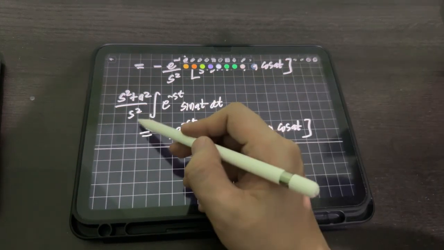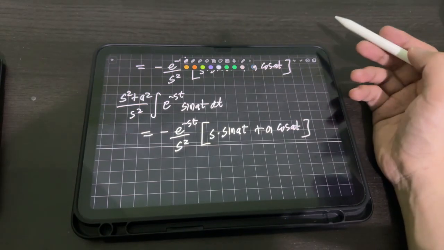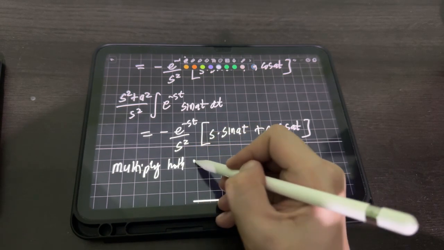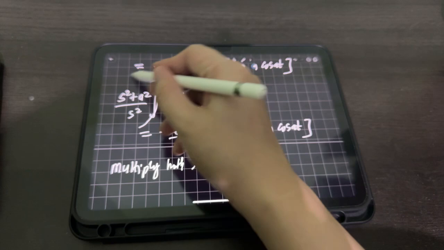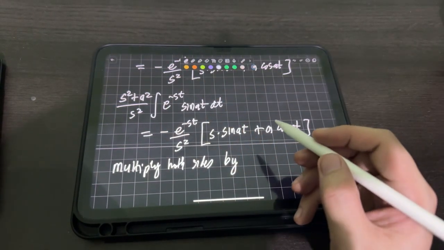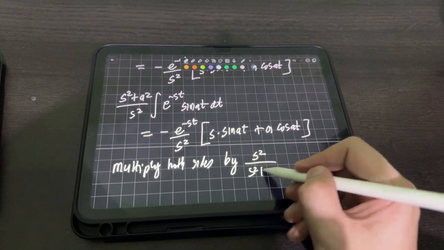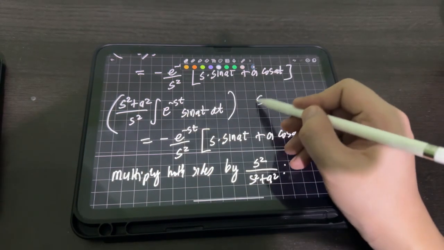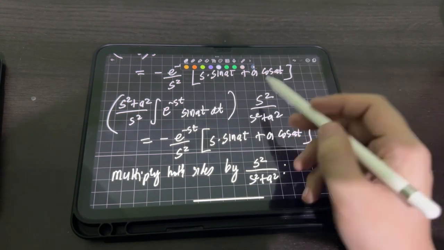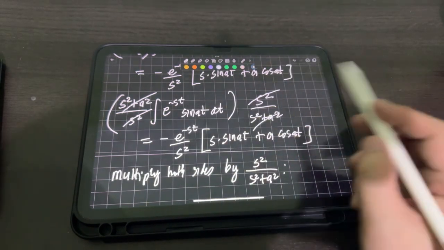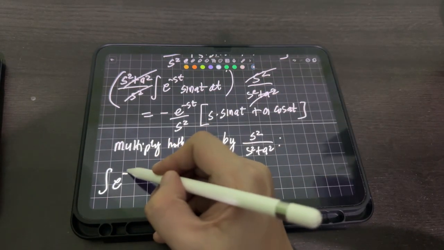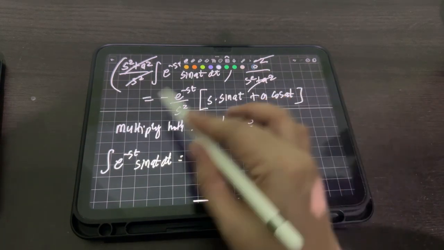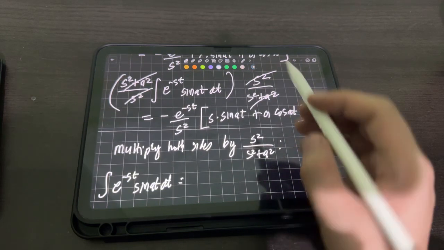Therefore, we get rid of its coefficient s squared plus a squared over s squared. How? We just multiply both sides by the reciprocal of this. The reciprocal of s squared plus a squared over s squared is s squared over s squared plus a squared, right? So if we multiply this by s squared over s squared plus a squared, you can cancel s squared and s squared plus a squared. Therefore, you are left with the integral of e to the negative st sine at dt. Okay? How about if you multiply this by s squared over s squared plus a squared, the right side?